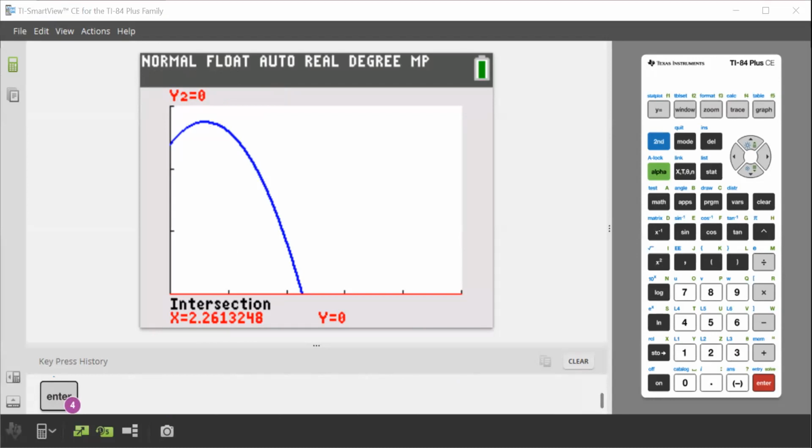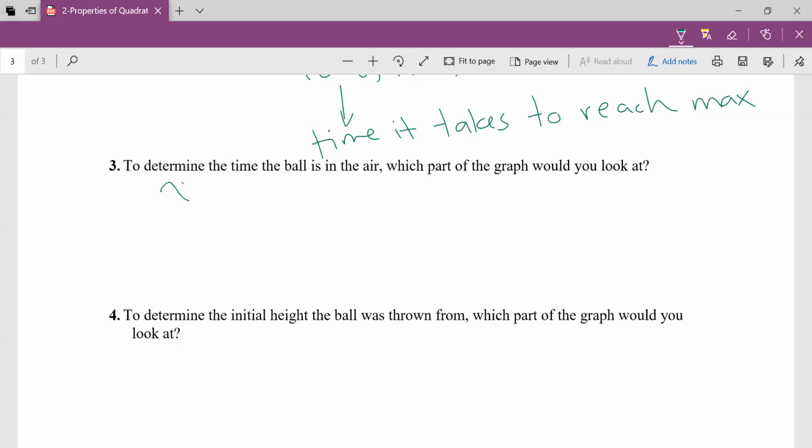So where did we look? We looked at the x-intercept, and more importantly, I'm going to say the positive x-intercept, because this graph really has 2 x-intercepts. Okay, so we're going to say the positive x-intercept, and we always write intercepts as coordinate pairs. So it would take 2.3 seconds.